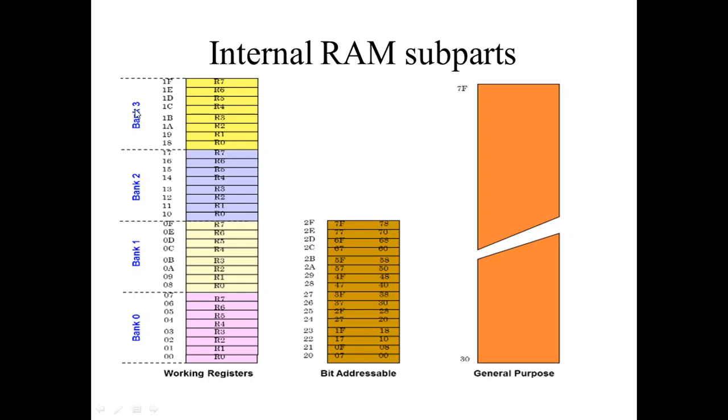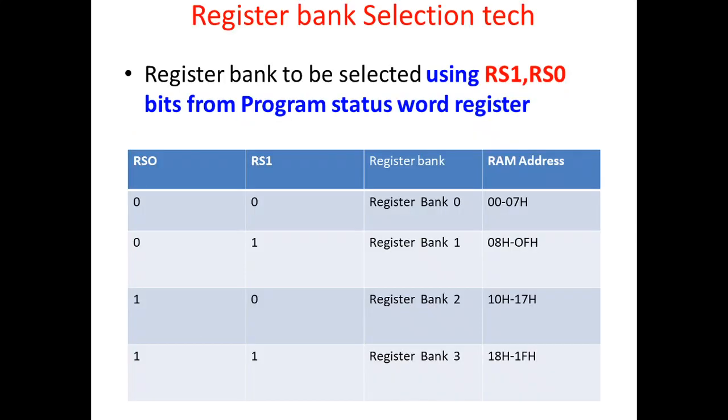Now these register banks are bank 0, bank 1, bank 2 and bank 3. Out of four banks, only one bank is active at a time. Which bank is active depends upon the RS0 and RS1 bits of PSW, that is program status word. In the program status word, there are two bits, RS0 and RS1. Based on these two bits, you select one of the banks. Now two bits means four combinations are possible.